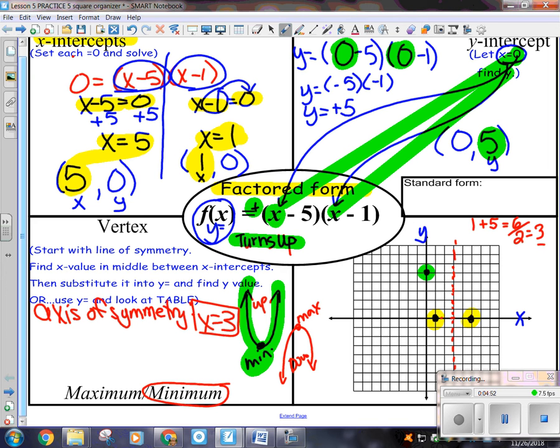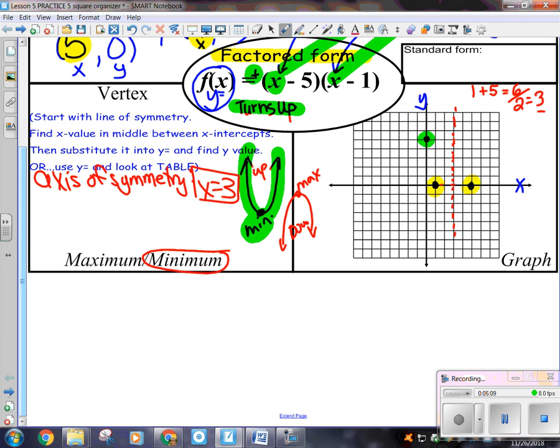Okay, next thing. We still got to find the vertex. What I do know is that somewhere down here in this lower region, my vertex is going to be on this line, but I don't know where. Does that make sense?